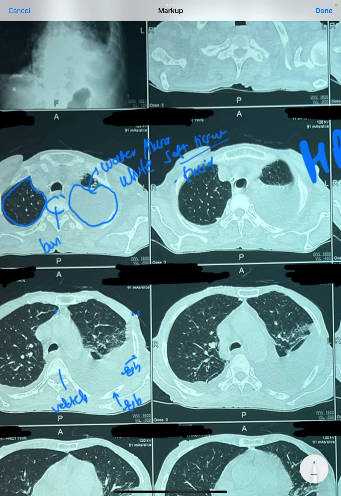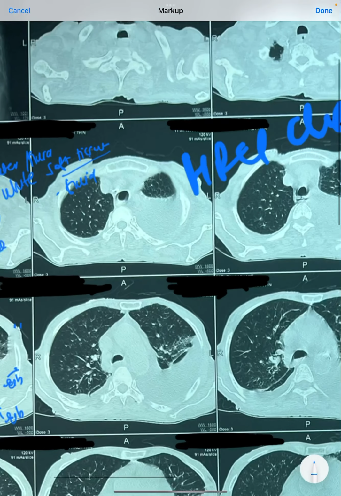So accumulation of the fluid outside in the pleural cavity is what we call pleural effusion. So this patient has pleural effusion. This pleural effusion is very much there on the left side, but on the right side there is not much; there is a large pleural effusion on the left side.